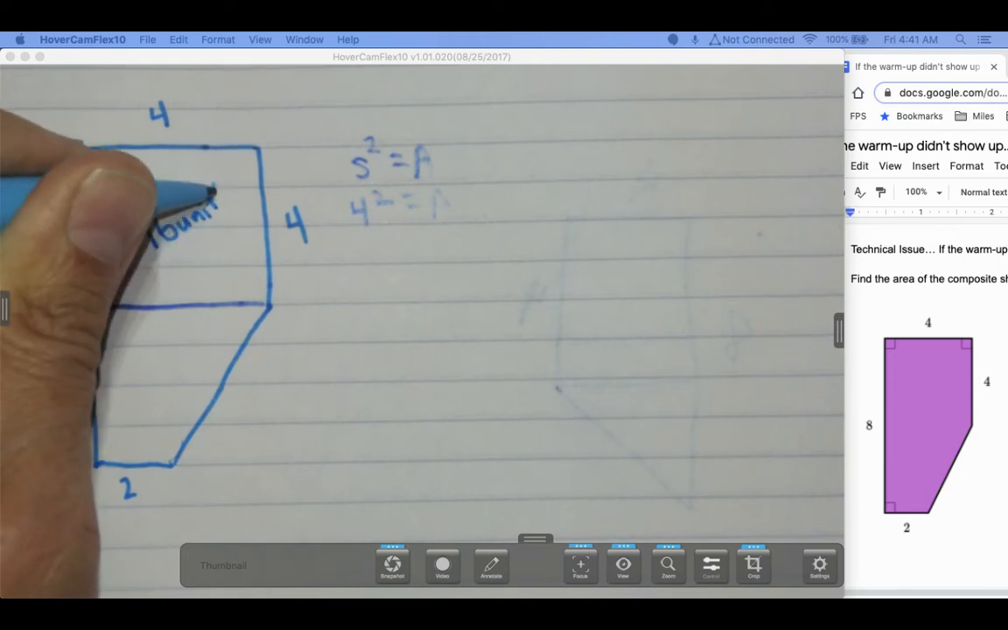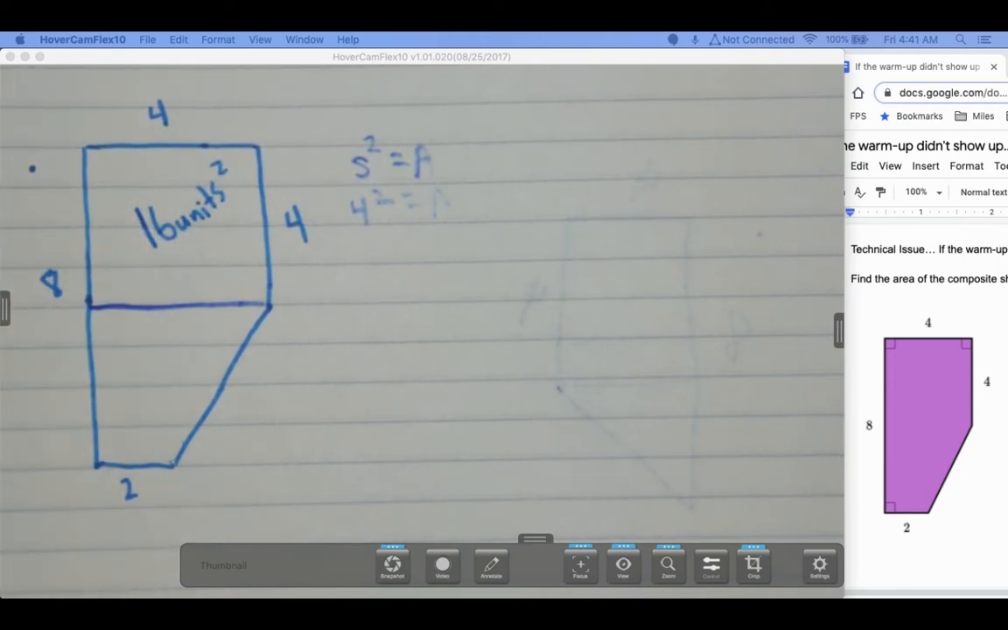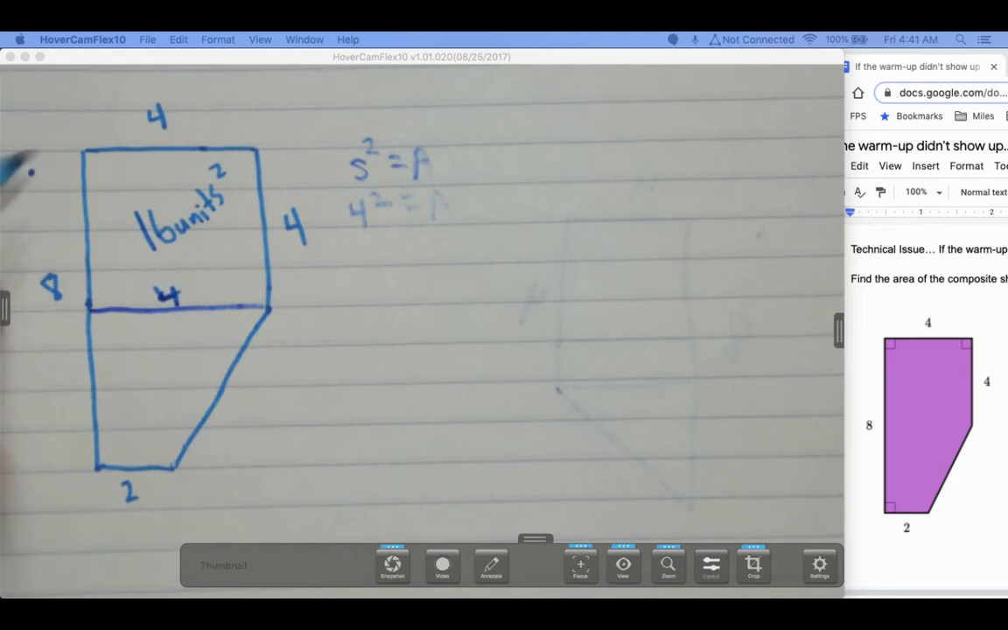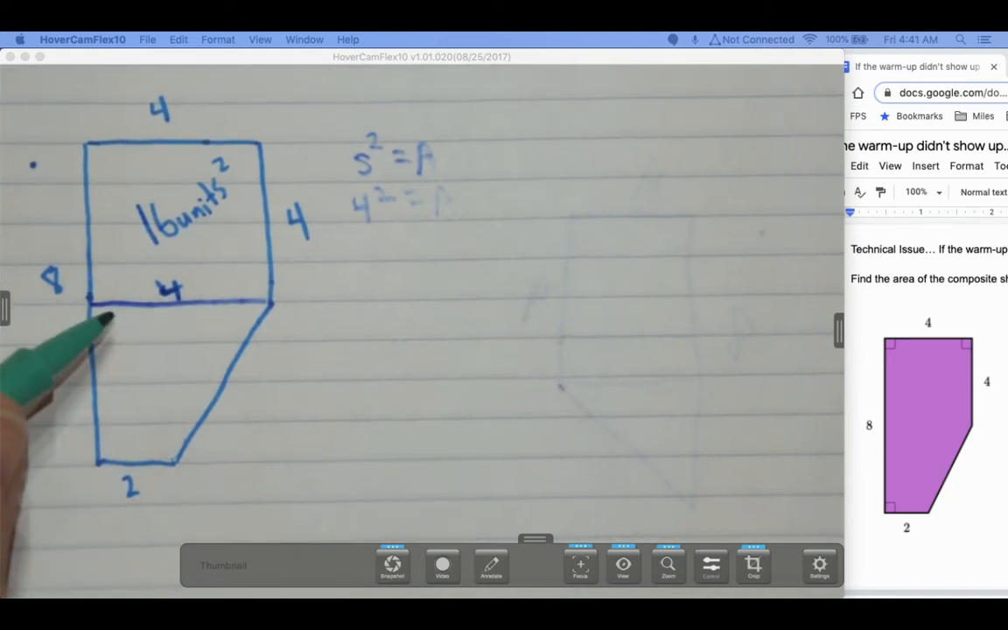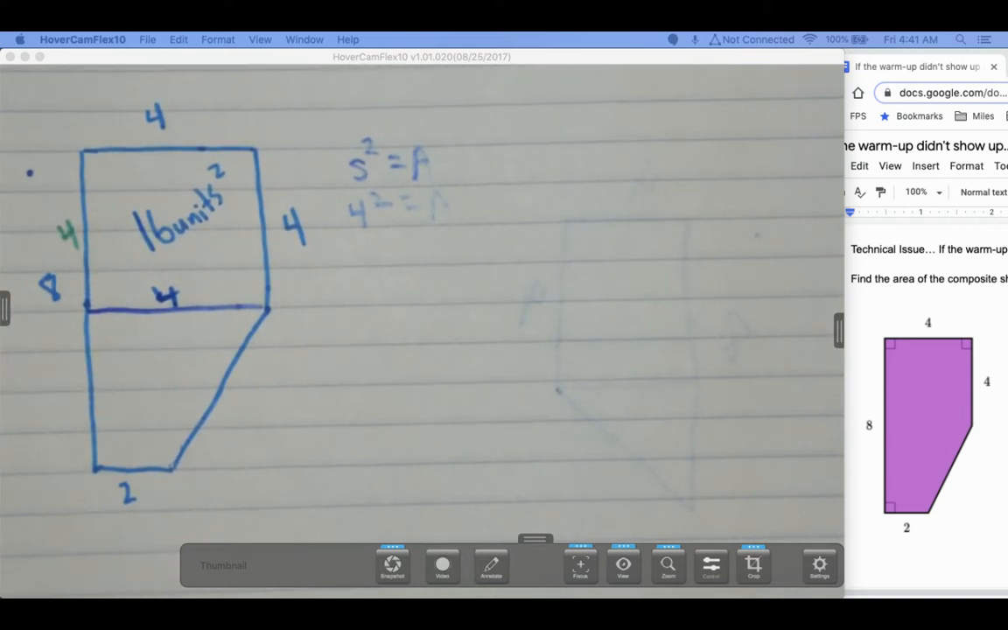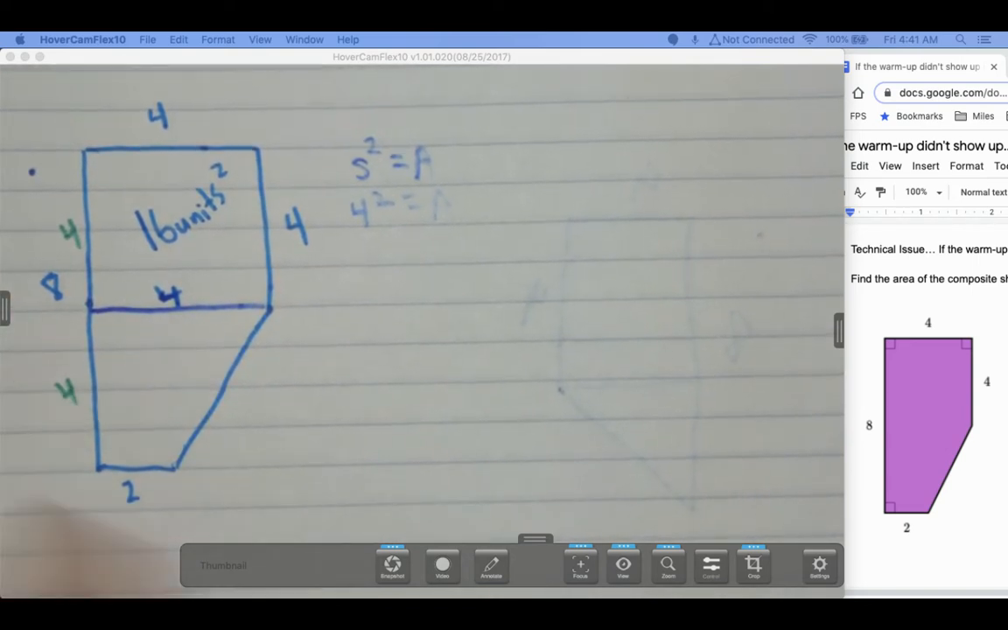Okay. Now, if it is in fact a square, then this side right here is also going to be 4. Now that I have that as being 4, and I know that this part's 4, I also know that the height here is 4. So this bottom is a trapezoid.